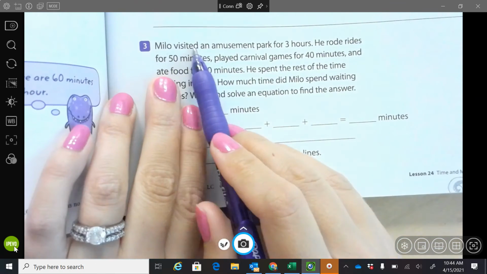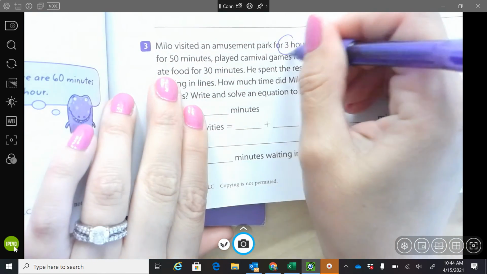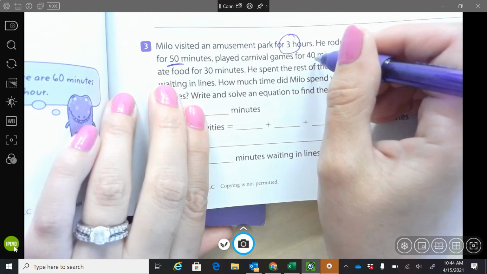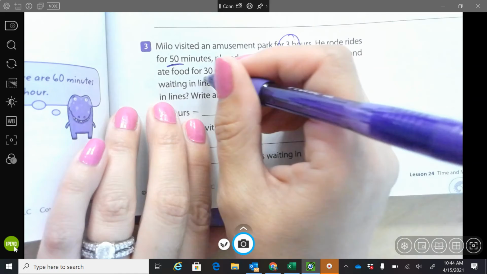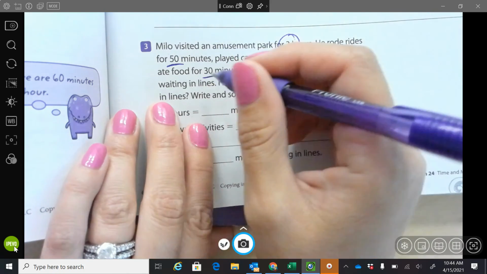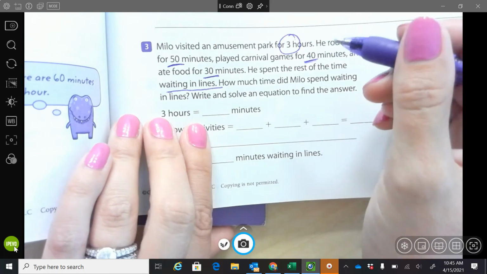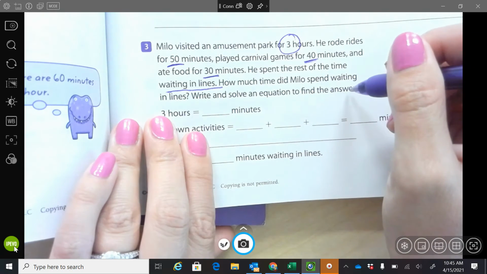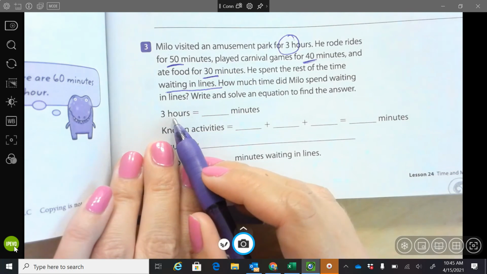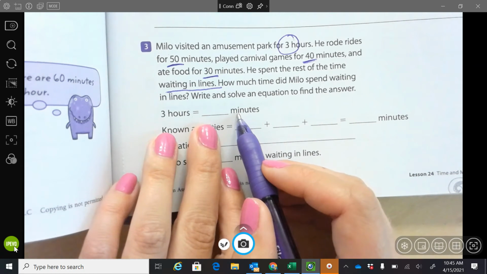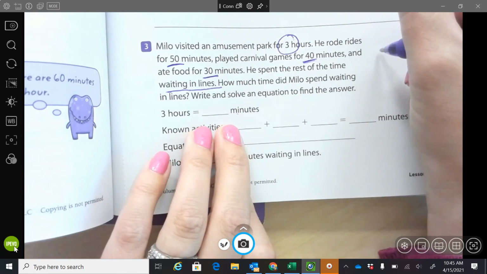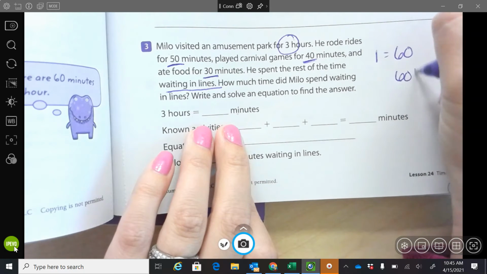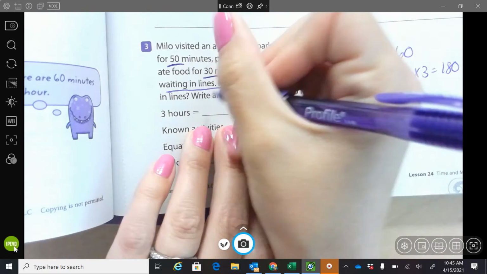Milo visited an amusement park for 3 hours. He rode rides for 50 minutes, played carnival games for 40 minutes, and ate food for 30. He spent the rest of the time waiting in lines. How much time did Milo spend waiting in lines? Write and solve the equation to find the answer. So first of all, 3 hours, how many minutes is that? 180, because we know that 1 hour is 60 minutes. So we're going to do 60 times 3. We got 180. Okay.